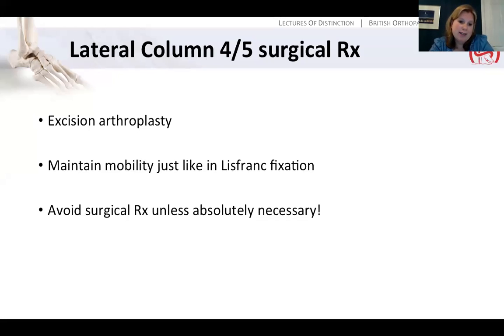You want to consider an excision arthroplasty, and you want to maintain mobility, just like you've all learned for Lisfranc fracture fixation. And again, with these, I would just say activity modification, shoes, and inject them, and really avoid surgical treatment unless necessary. It's not a very common problem that needs surgical treatment.